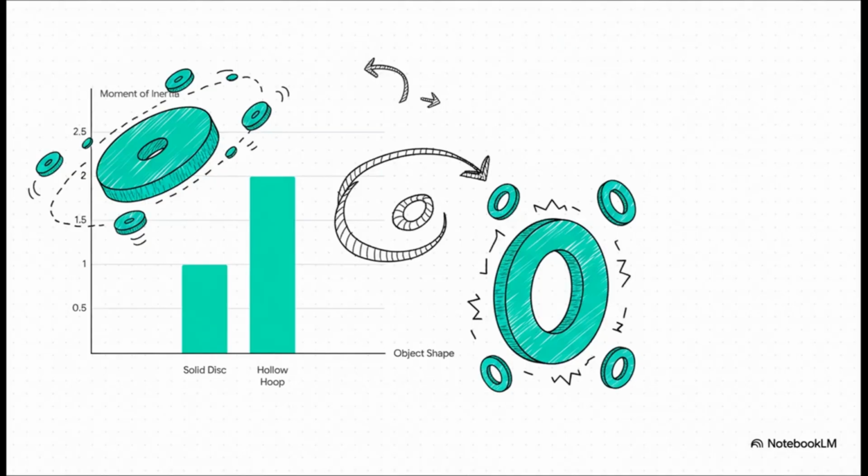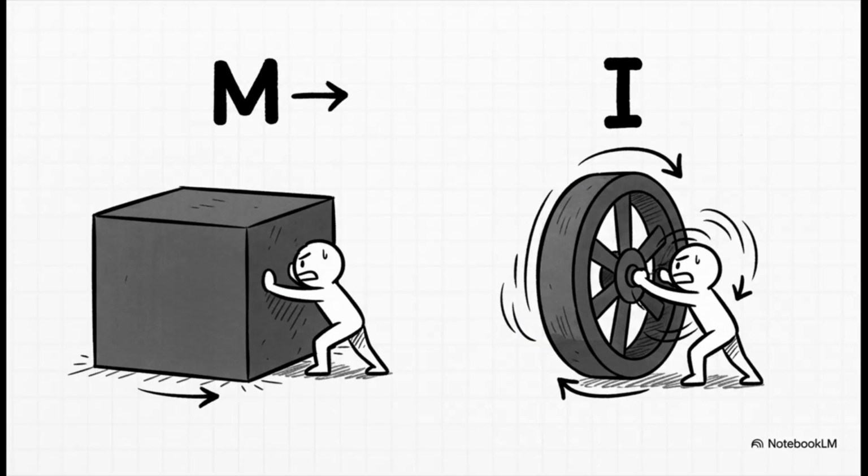This chart just illustrates the point perfectly. Imagine you've got a solid disk and a hollow hoop, and they have the exact same mass. The hoop is way harder to get spinning. Why? Because all its mass is distributed far away from the center. The disk, with its mass spread out more towards the middle, has a lower moment of inertia, so it's much easier to spin. So there's our next twin. Moment of inertia is to rotation what mass is to linear motion. If mass is an object's resistance to being pushed, then moment of inertia is its resistance to being twisted. It really is the object's stubbornness against changing its rotation.